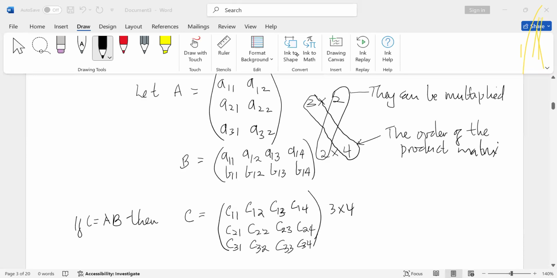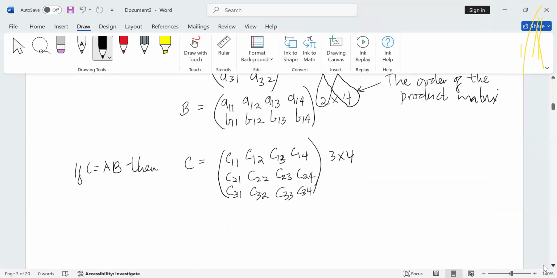Yes, A is 3 by 2. That's why you can see they can multiply. 3 rows and 2 columns, and this one is 2 rows, 4 columns. That's why you can see they can multiply. So let us look at an example.